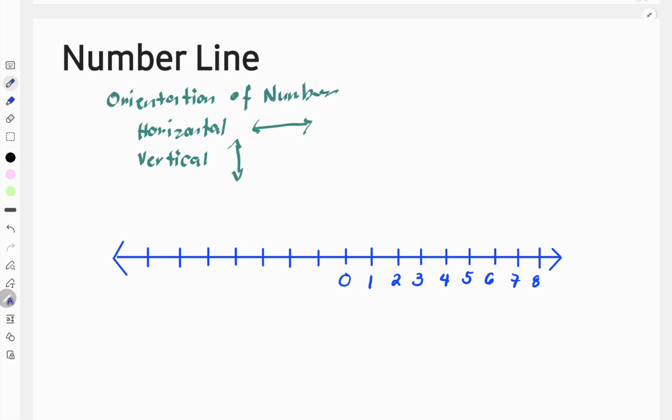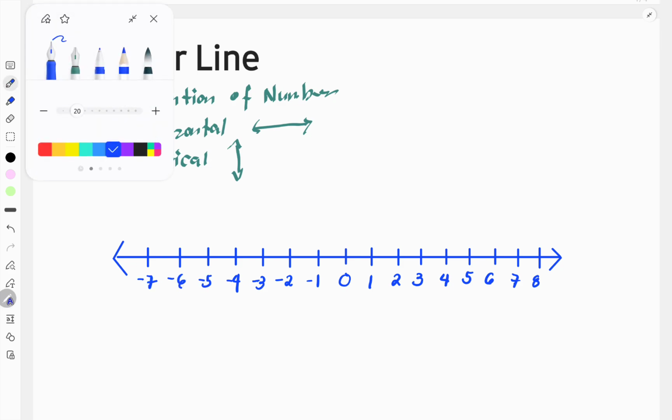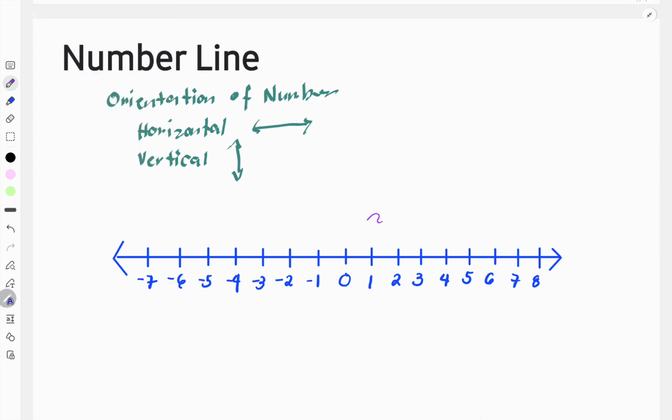Now, going to the left of 0 are negative numbers. So we'll start with negative 1, negative 2, negative 3, negative 4, negative 5, negative 6, and then negative 7. Okay. Now, let's have some ideas about this one. When it's going to the right, we know it as the positive integers. And then going to the left of 0, it's the negative integers. So that's how you illustrate an integer.